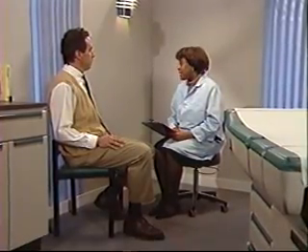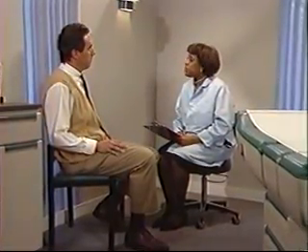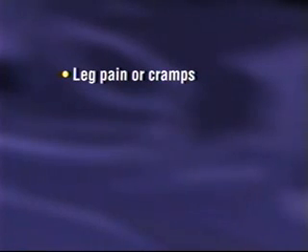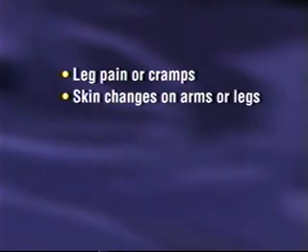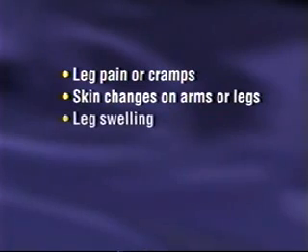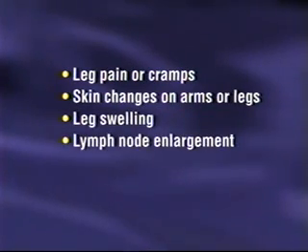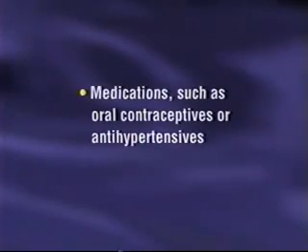Before we begin, I'd like to ask... To obtain data that will round out your examination, focus the health history on concerns related to the peripheral vascular and lymphatic systems. For example, ask about symptoms such as leg pain or cramps, skin changes on the arms or legs, leg swelling, and lymph node enlargement. Also, find out if the client takes any medications that could affect the peripheral vascular system, such as oral contraceptives or antihypertensives.